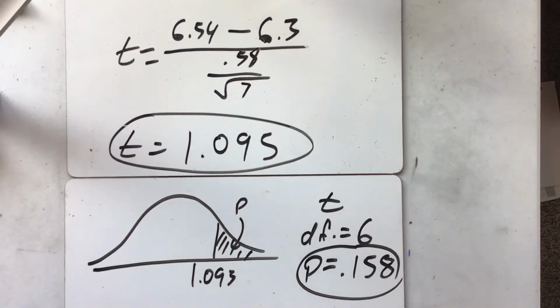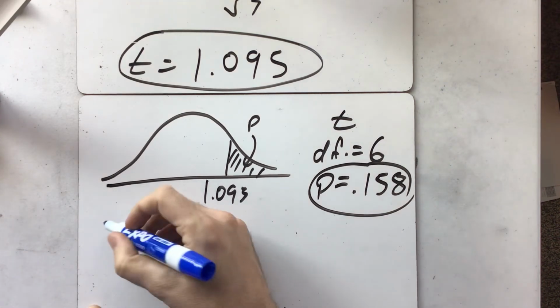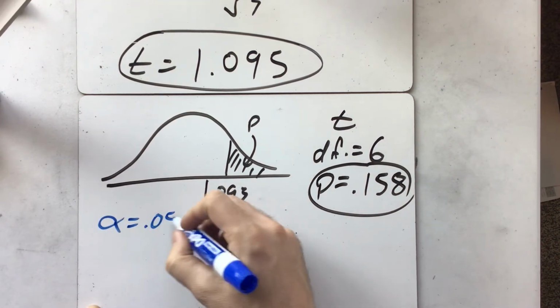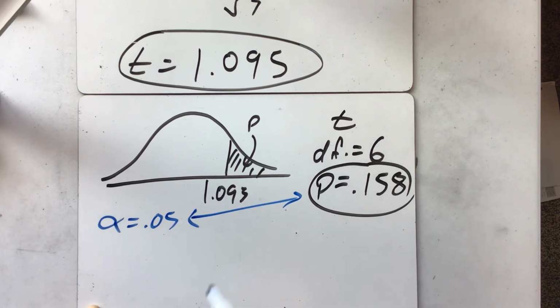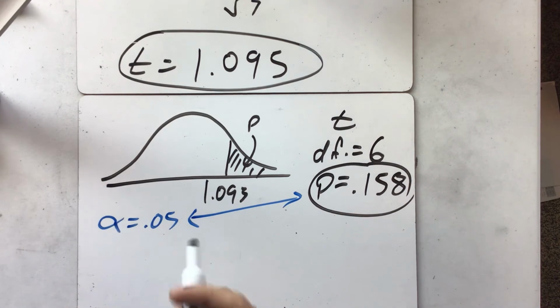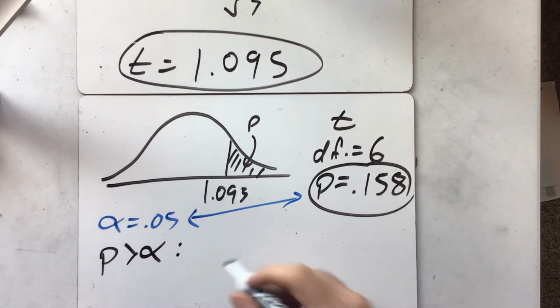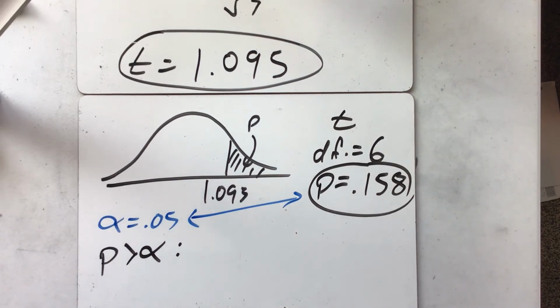Okay, so now we're at a point where we're ready to draw our conclusion. So we're going to compare this to our alpha of 0.05. So if alpha equals 0.05, what's the relationship between P and alpha? Which one's bigger? P is bigger. So we're in the case that P is greater than alpha. And if P is greater than alpha, so notice alpha is where we decide if we have a small probability. Did we have a small probability? No, we didn't have a small probability. So are we able to reject? No, we're not able to reject.